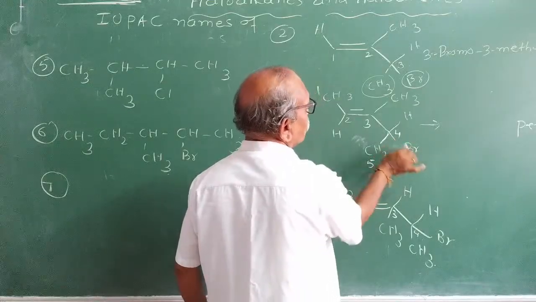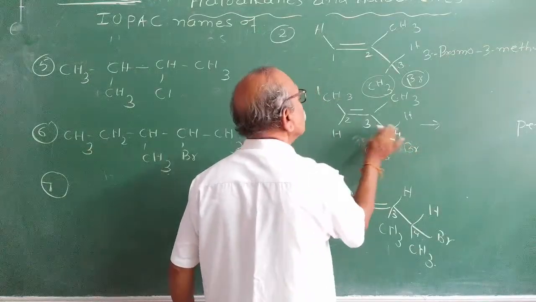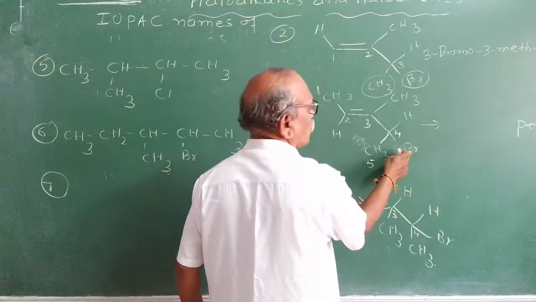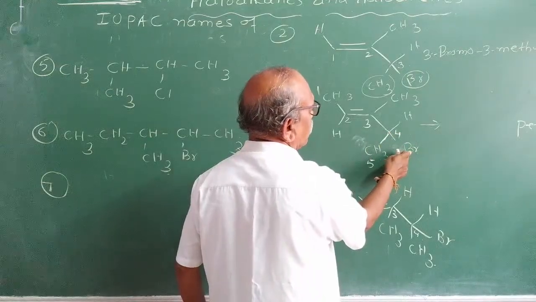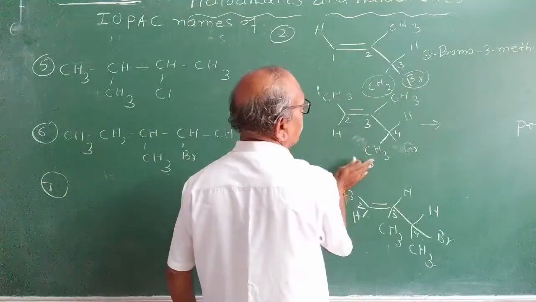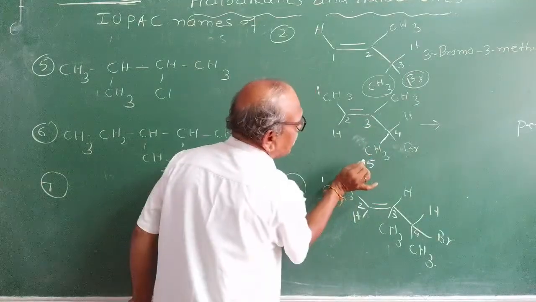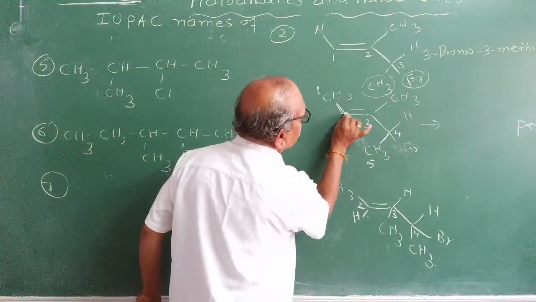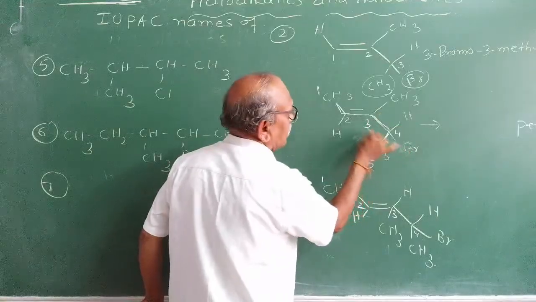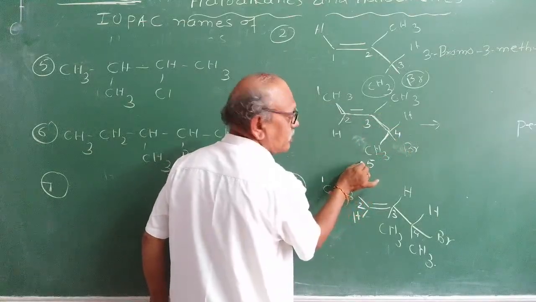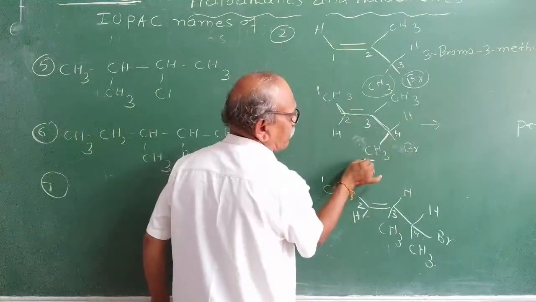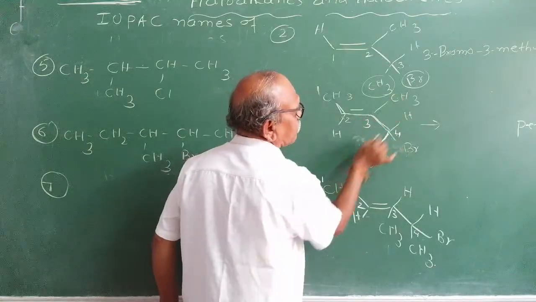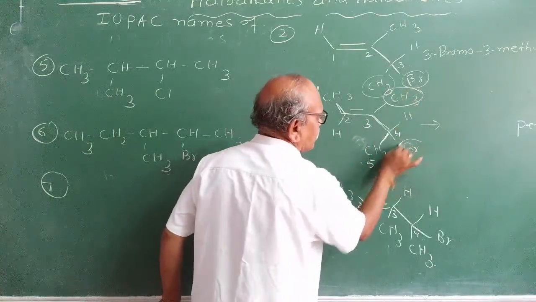What are the prefixes? 1, 2, 3, 4: 4-bromo, and methyl. This is the end carbon atom. Our longest chain is this. Therefore, 1, 2, 3, 4, 5. This is in the side chain.